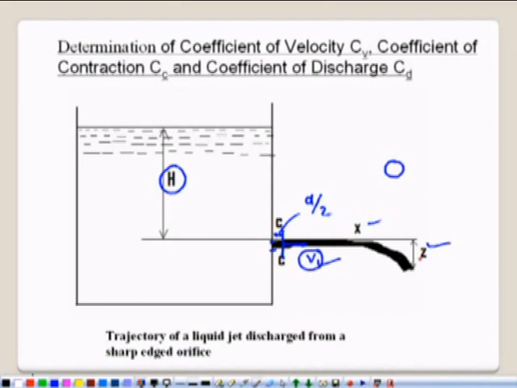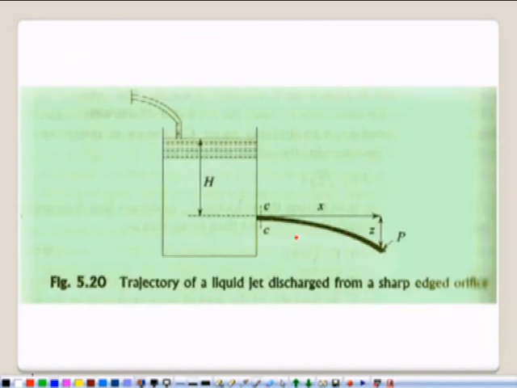By measuring x and z we can find out the actual velocity, and the theoretical velocity we can find out with the help of the formula, which is equal to root 2gh, and in this way we can find out the Cv. And by collecting this water in a tank, we can find out the actual discharge, and the theoretical discharge we can find out, and actual discharge divided by theoretical discharge is Cd. So, how to relate this x and z to v?